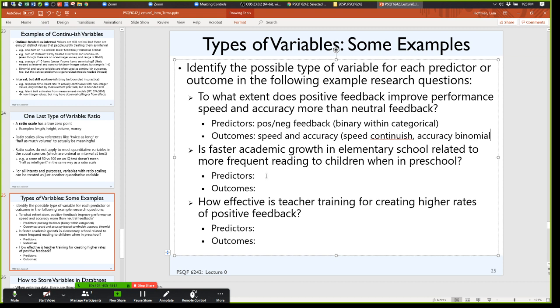Academic growth in elementary school was the outcome. More frequent reading to children in preschool. So, frequency of reading. I'm putting a question mark there. Can you tell from this wording what it's likely to be? Count. It could be a count. It depends on how the researcher has phrased the question, right?